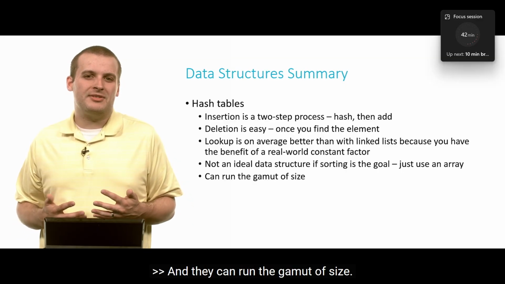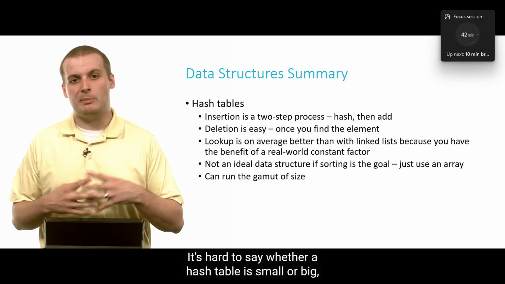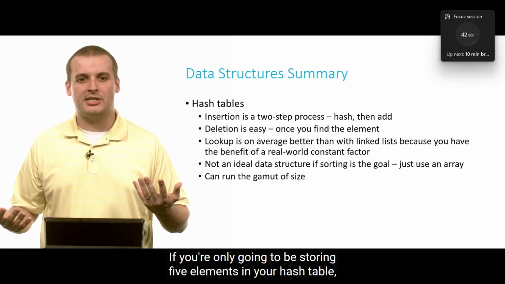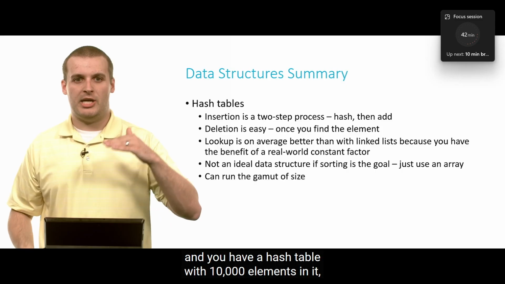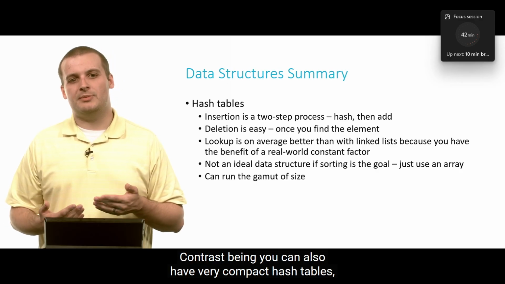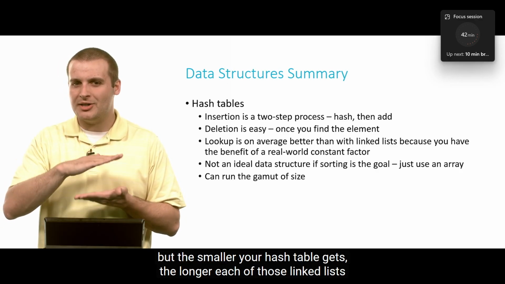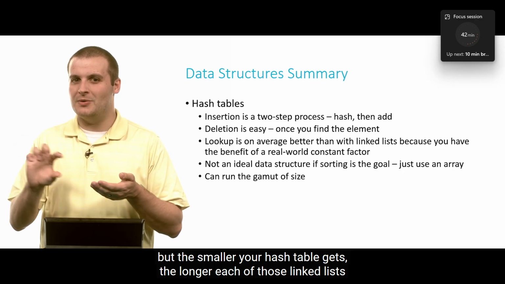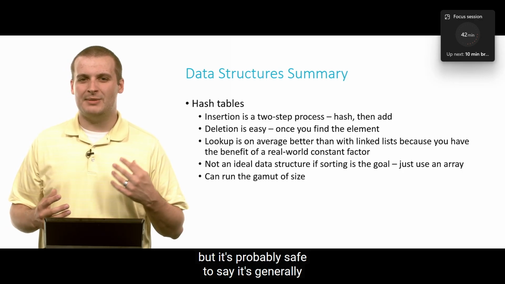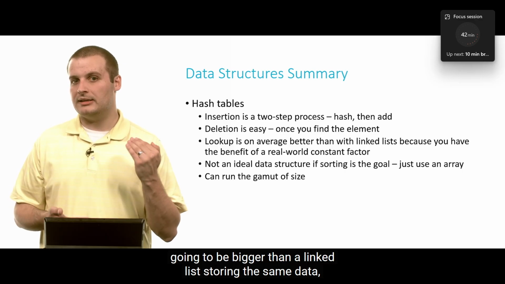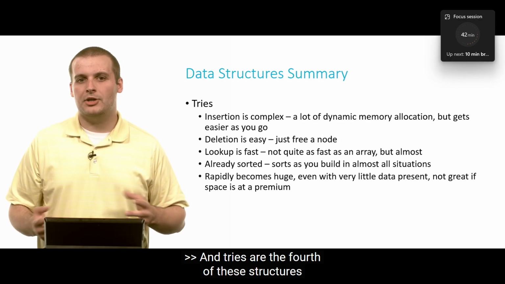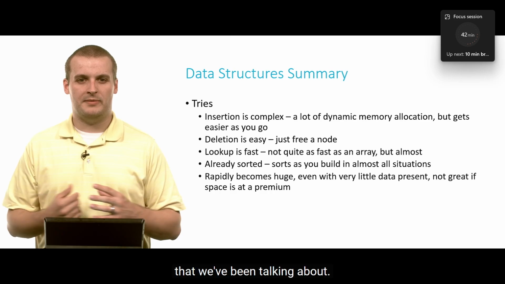And they can sort of run the gamut of size. It's hard to say whether a hash table is small or big because it really depends on how large your hash table is. If you're only going to be storing 5 elements in your hash table, and you have a hash table with 10,000 elements in it, you're probably wasting a lot of space. Contrast being, you can also have very compact hash tables, but the smaller your hash table gets, the longer each of those linked lists gets. And so there's really no way to define exactly the size of a hash table, but it's probably safe to say it's generally going to be bigger than a linked list of storing the same data, but smaller than a trie. And tries are sort of the fourth of these structures that we've been talking about.